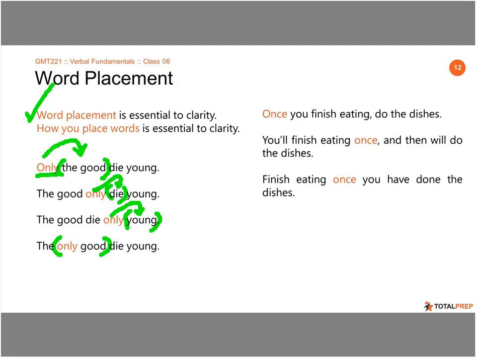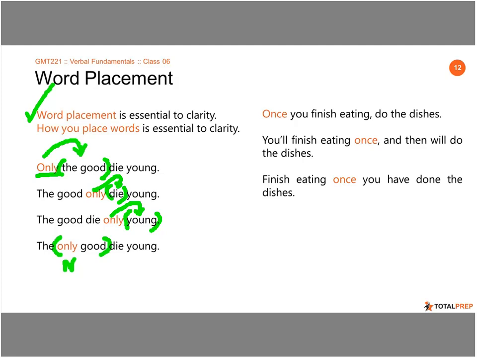"The only good" would be the noun, all right? So it would be something like this. People who have 99% of goodness in their hearts, but 1% of evil, will not die young. The person who is 100% good will die young, right? So it's really restricting this noun, saying that the person who is 100% good will die young.